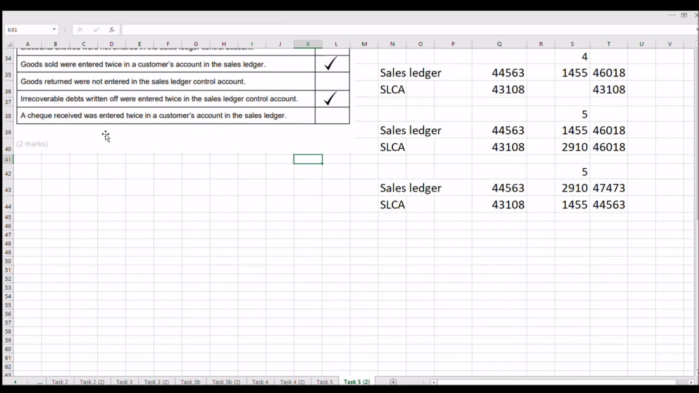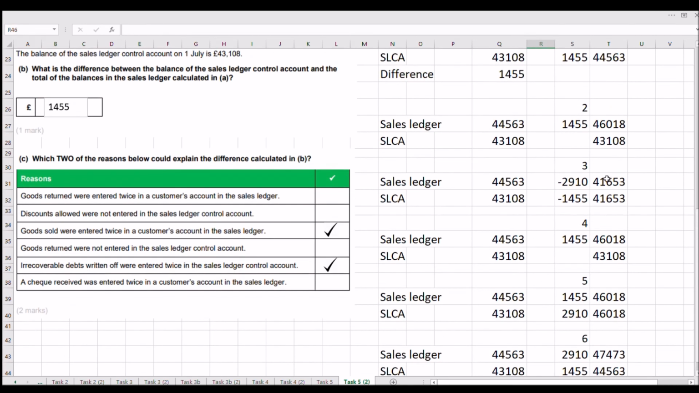And then the last one, cheques received twice in the customer's account in the sales ledger. Cheques received would be credit the sales ledger and credit the sales ledger control account, but twice in the sales ledger. So we reverse it out by debiting: debit that one twice and credit that one. And you can see that one's not the same. So that's number 6, sorry. So that one's not it. This one is then 3 and 5.